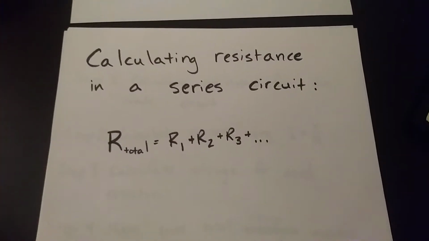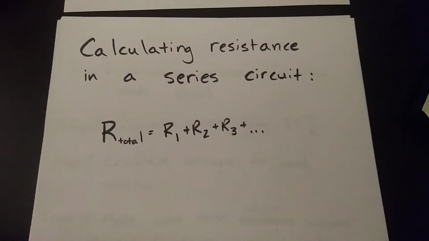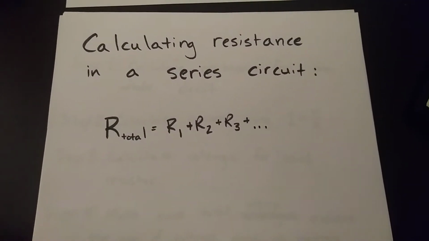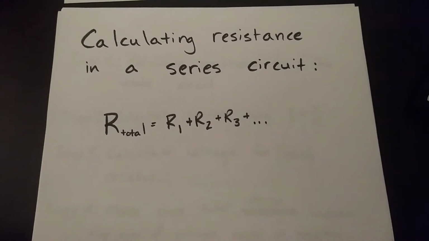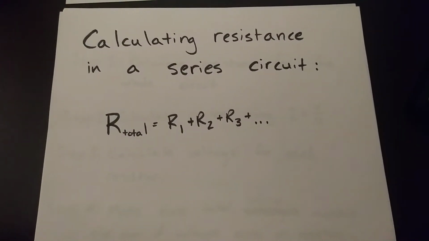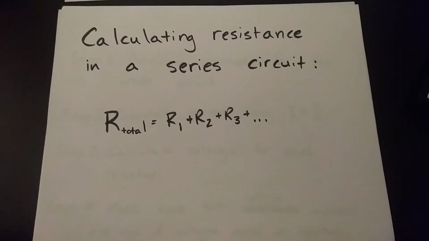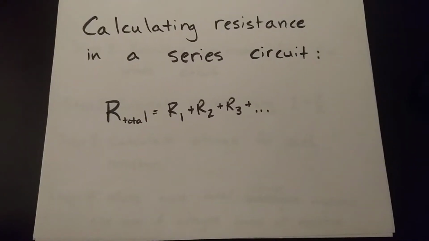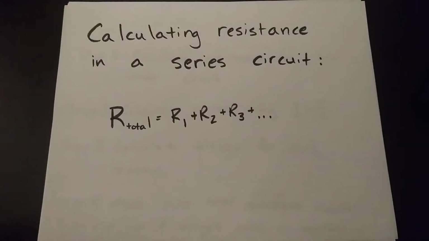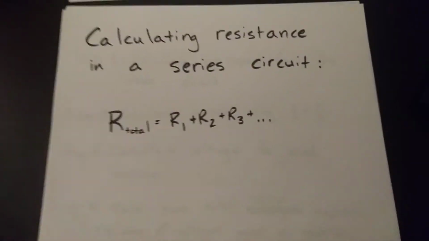We're going to try and start off easy today, and you are going to calculate resistance in a series circuit. The formula for that is as follows: R total, the total resistance, is equal to the resistance of the first resistor plus the resistance of the second resistor plus the resistance of the third resistor, and so on until there are no more resistors. Make sure you write down this formula.